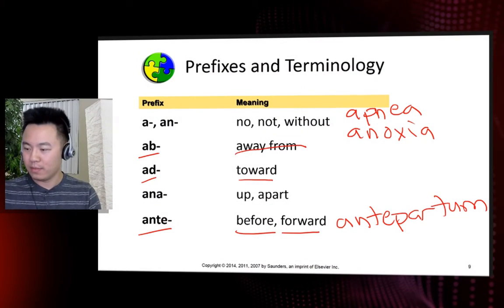So if you can see here, my hand is going from the center of my face and then away from the midline. That would be abduction. And then we have here, when my hand is going toward the center or my midline, that is adduction. A-D-D, adduction. Ana here means up or apart.